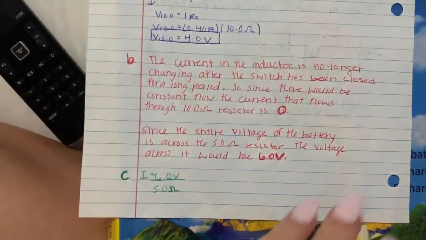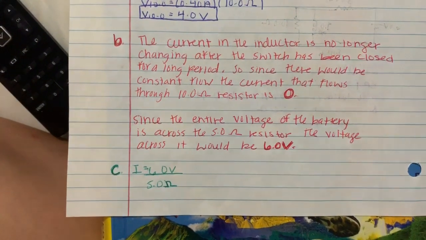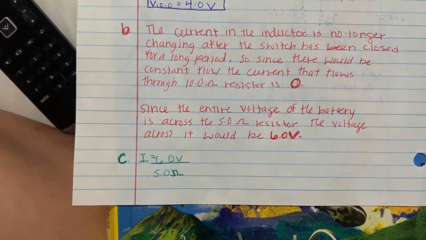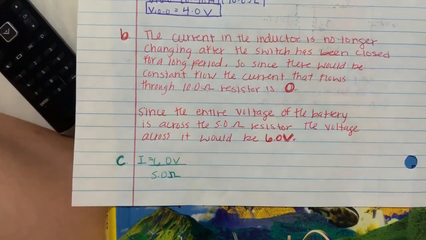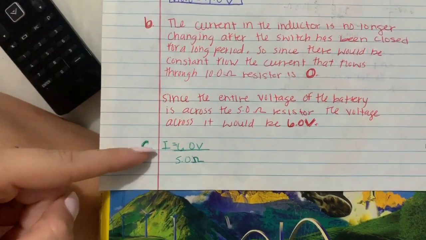Okay, coming back down. And for C, it's going to be I equals the voltage over the resistance, and that's going to be the 6 volts and then the 5 ohms.